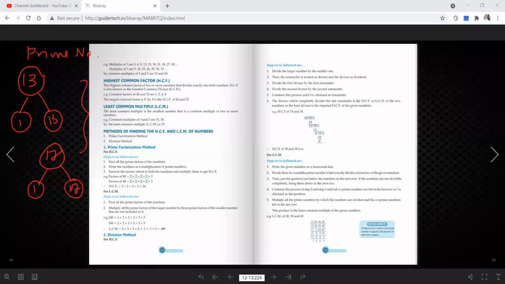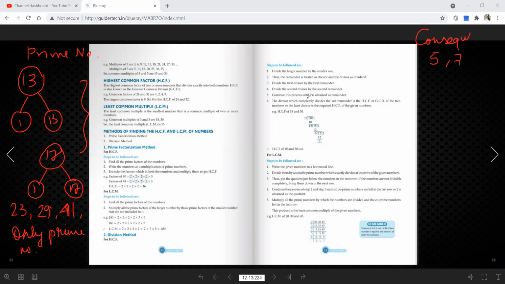Like this, you can see 23, 29, 41. These are all only prime numbers. There is no direct relation between prime numbers and co-prime numbers. Obviously, if we consider two consecutive prime numbers, suppose 5 and 7, these are called consecutive prime numbers. Consecutive means one after another.